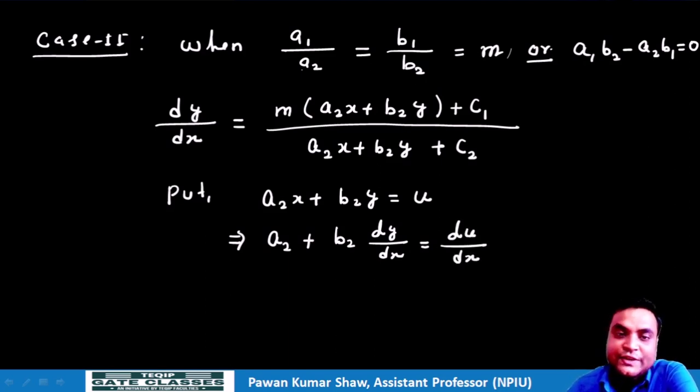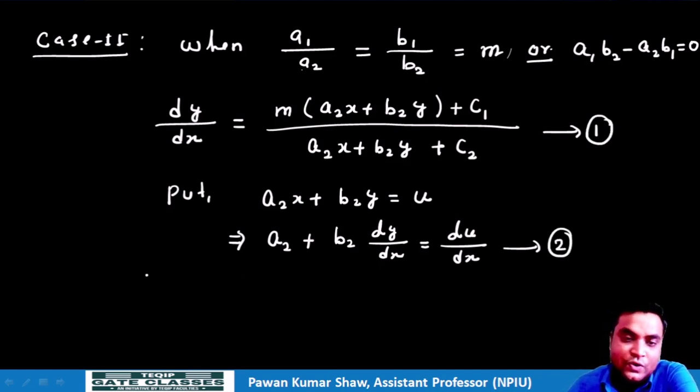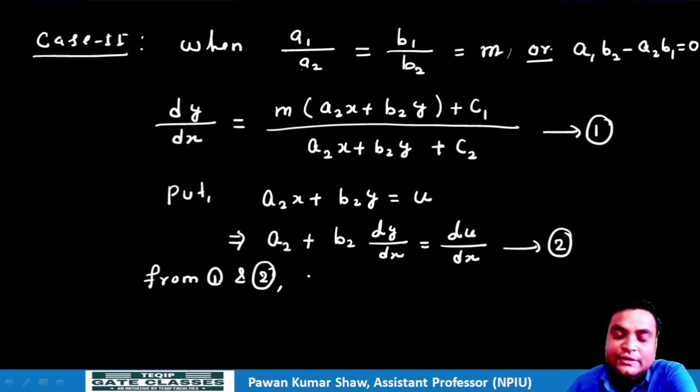And after this, what will we do? We can replace the value of dy by dx. Suppose this is equation number 1, suppose this is equation number 2. So from 1 and 2 we can convert the problem into a separable variable form. We will calculate the value of dy by dx from equation number 2 and replace it in equation number 1, or we can find the value of dy by dx from equation number 1 and replace it in 2.